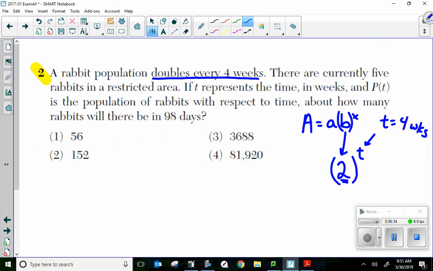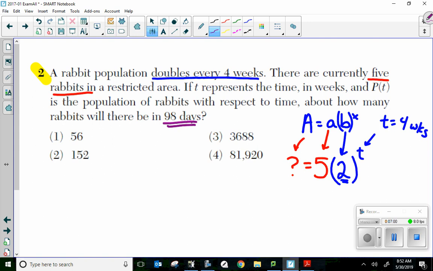Now, what does it say? There are currently 5 rabbits. This is our starting value, 5. About how many rabbits will there be? So we're solving for A. In 98 days. Okay, time out. This freaks me out right here.